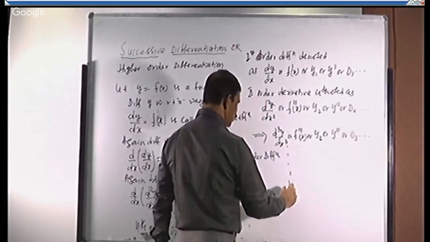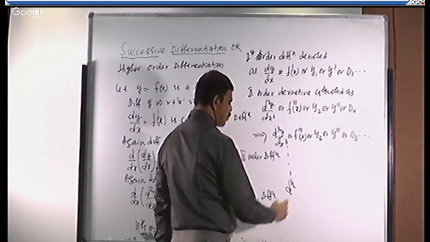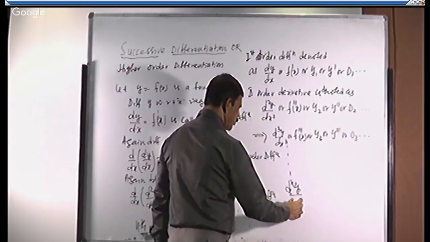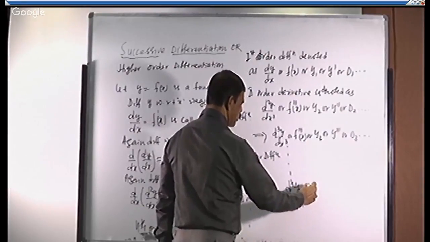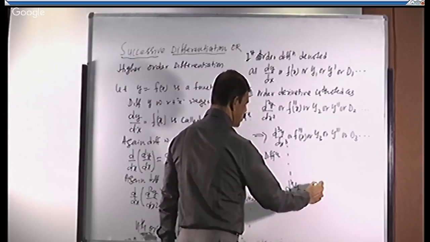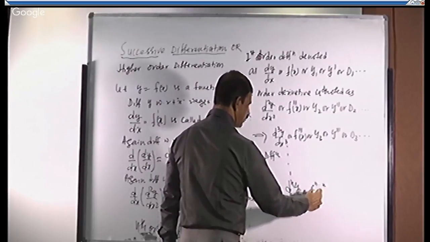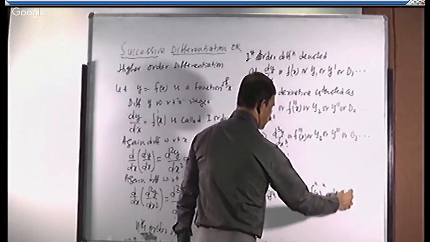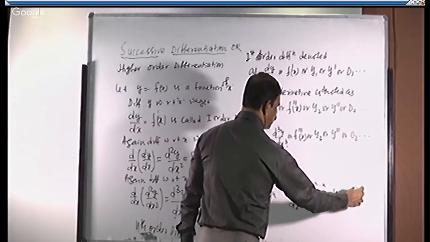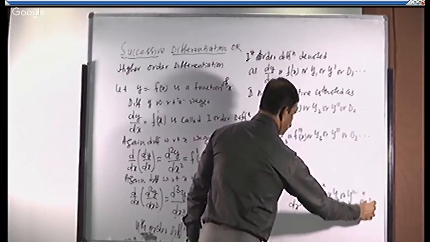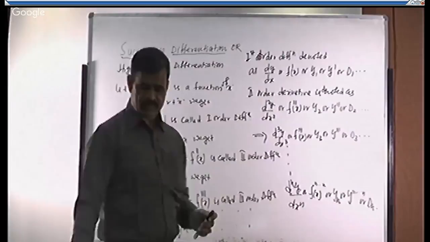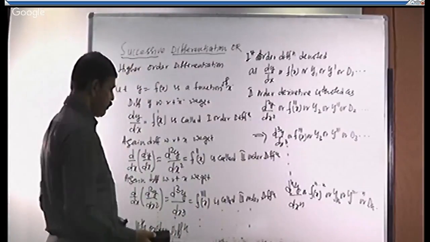We can go up to nth order. So nth order derivative is d to the power of n y by dx to the power of n, or it is f dash, n times. Or we can call it yn, or y n times, or Dn. This is known as higher order differentiation or successive differentiation.